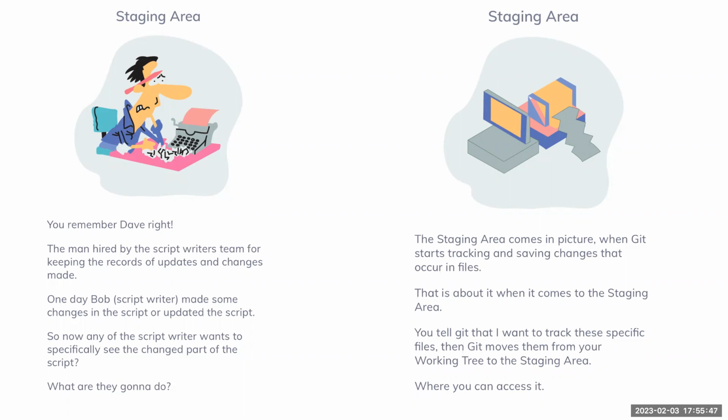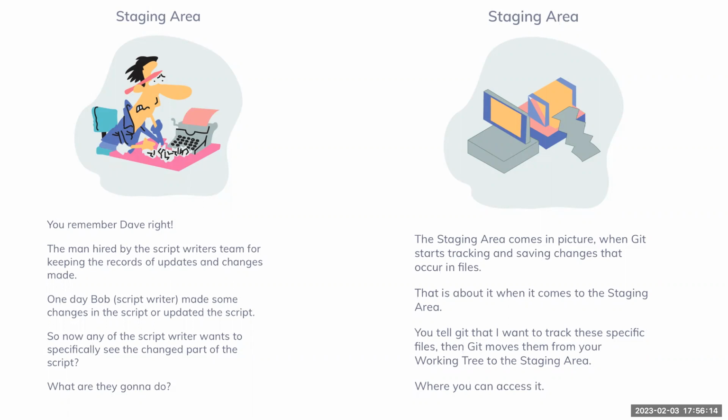The staging area comes into the picture when Git starts tracking and saving changes that occur in files. When you tell Git that you want to track these specific files, Git moves them from your working tree to the staging area. Do you get my point, right?